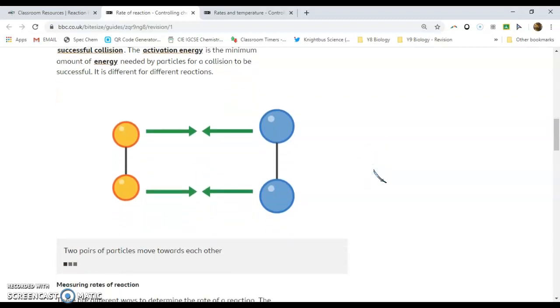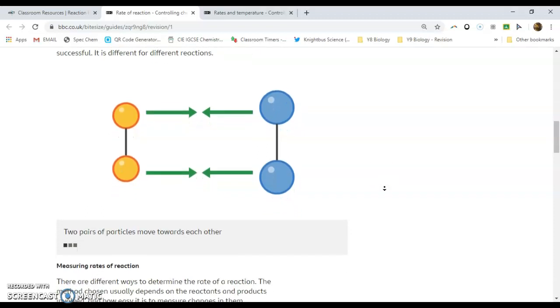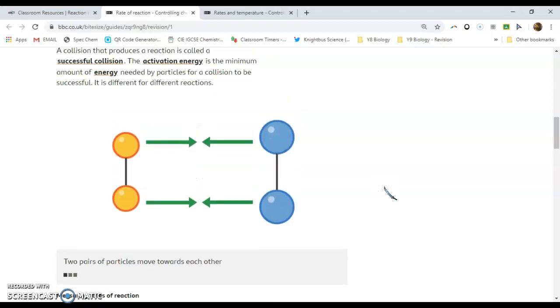Now that activation energy can change depending on what type of chemical reaction you have. Some reactions have a very low activation energy, so those reactions are very easy to progress.